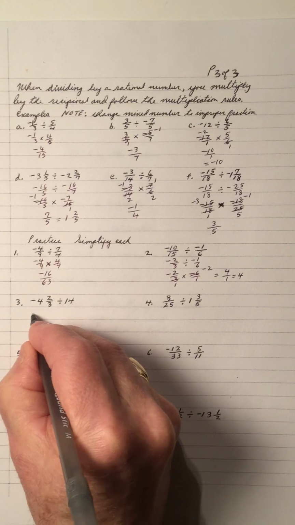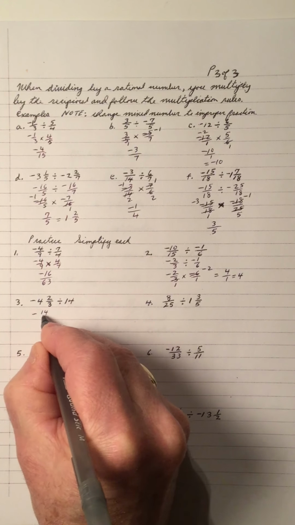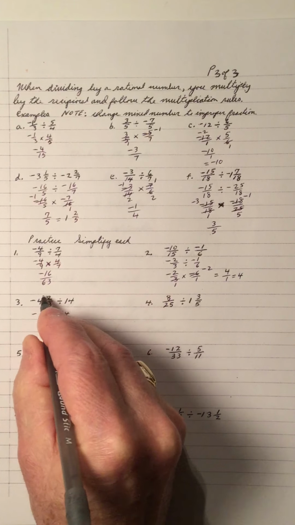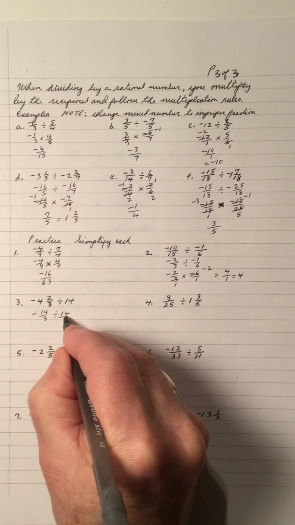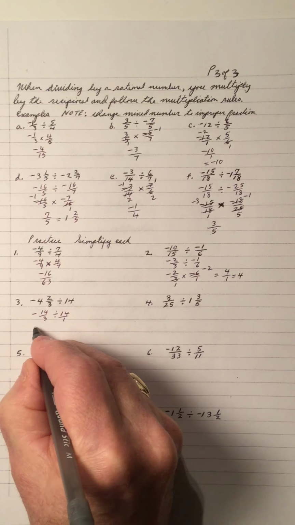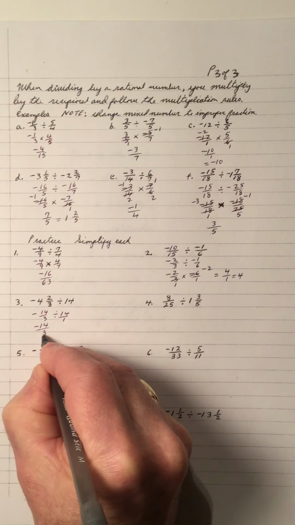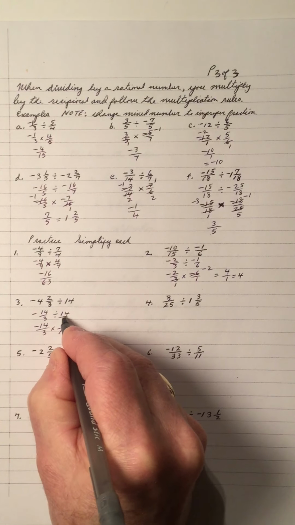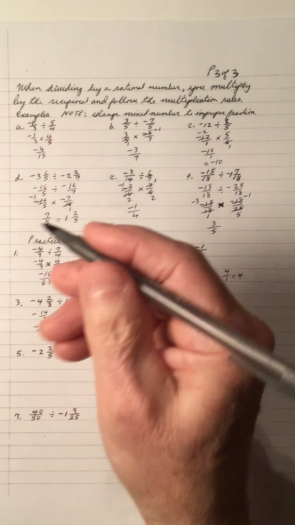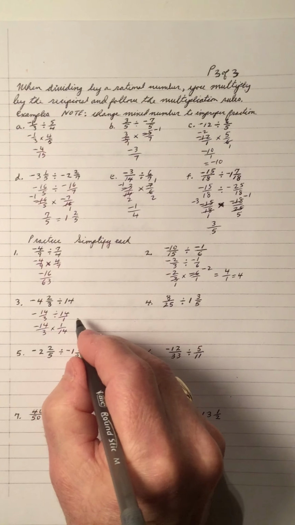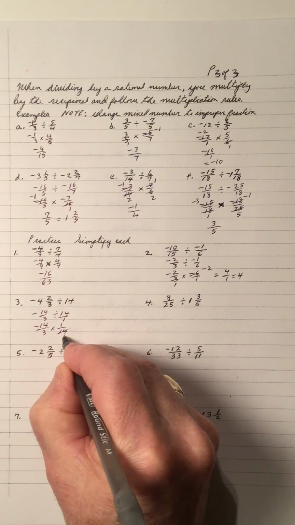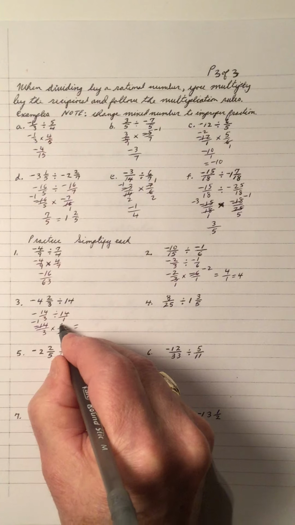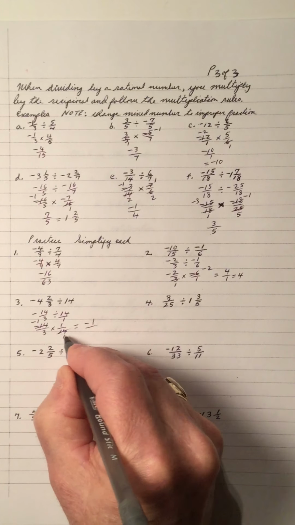Mixed numeral: negative 12 plus 2 is negative 14 over 3, divided by 14. Notice that the 14 is over 1. If you do that, negative 14 over 3 times 1 over 14. So putting the 14 over 1 allows you to get the reciprocal of 1 over 14 easier, but it's your choice. 14 into 14 goes once. 14 into negative 14 goes negative 1. Multiply. Negative 1 times 1 is negative 1. 1 times 3 is 3.